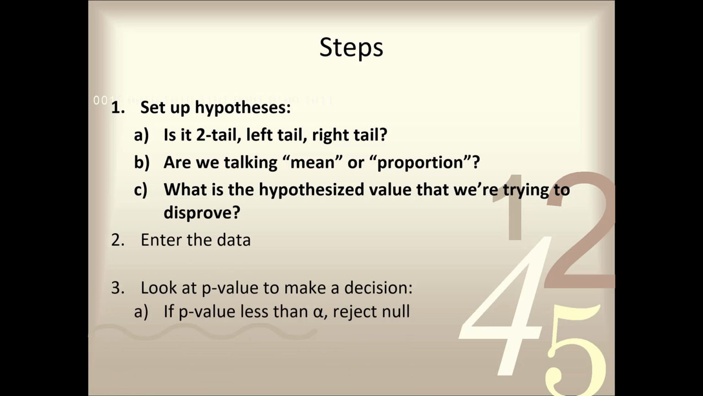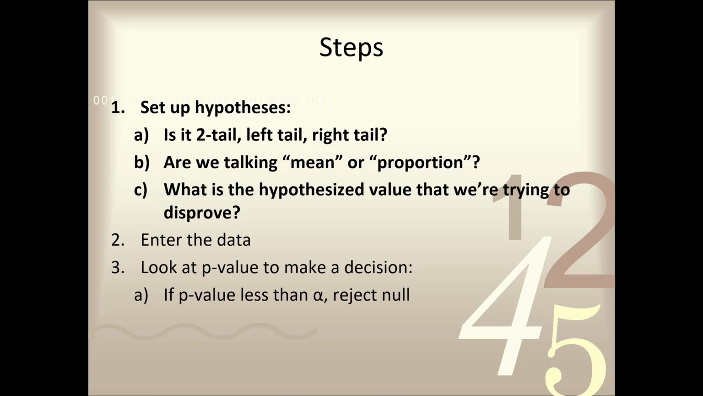Then we're going to enter the data in Megastat, and the final result is to look at the p-value to make a final decision. I'll explain p-value in a minute, but basically if the p-value is less than our alpha, remember alpha is level of significance or probability of a type 1 error. So if a problem says 95% confidence, your alpha is 5%, then you reject the null.